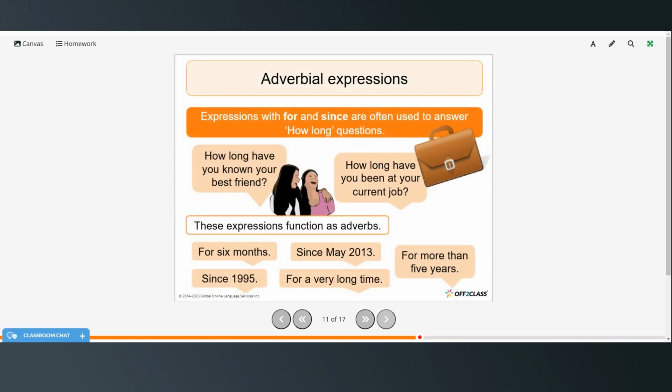So expressions with for and since are often used to answer the how long questions. These expressions function as adverbs. So you could say something like, how long have you known your best friend? For 6 months, or since 1995. How long have you been at your current job? Since May 2013. For a very long time, for more than 5 years.